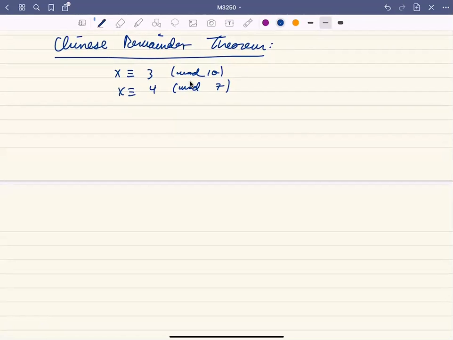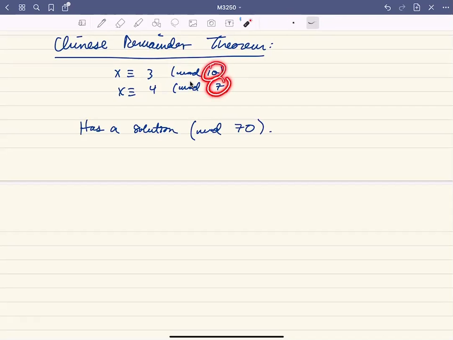Or find a number like that. Of course, there are infinitely many. It turns out that this will have a unique solution mod 70. So in our case, we'll have a unique solution mod 70, and in general, we're going to have a unique solution mod something.